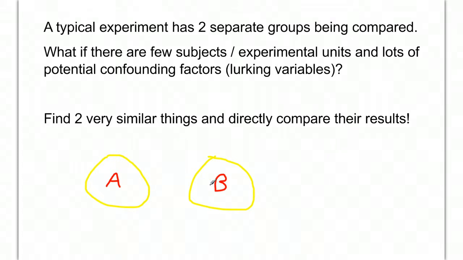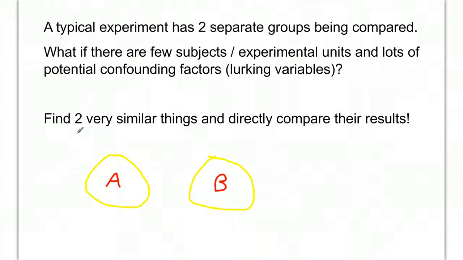However, when there's not a lot of subjects, there are lots of potential confounding factors. There are lots of lurking variables that could make these two groups different. If you had a small number of people and most of them were suffering from some form of depression in one group and another group not as many, that might change how they react to something. If you have certain people that are more physically fit in one group than another, that might change how they react to something. Things like that, especially when you have small sample sizes, can really be an issue.